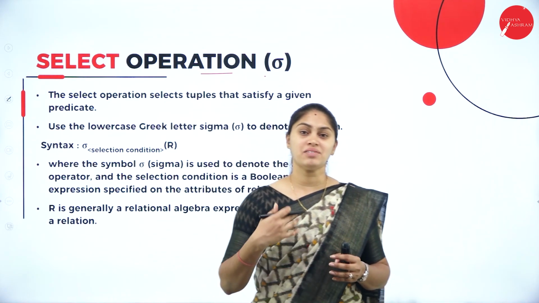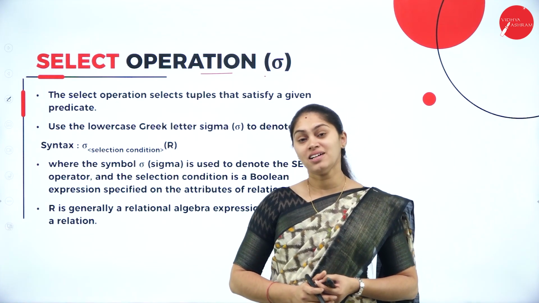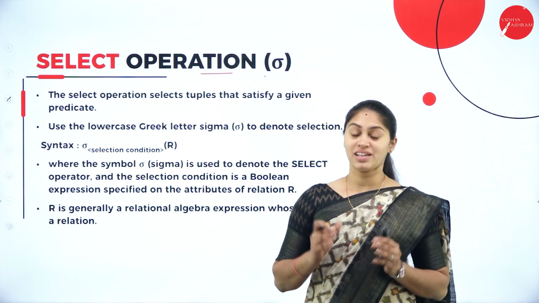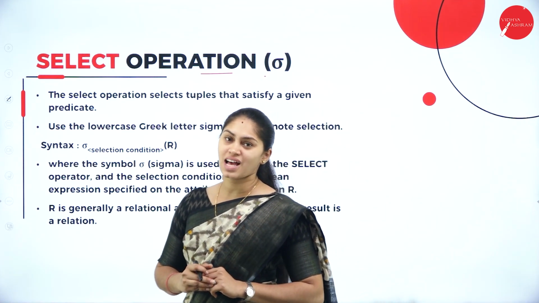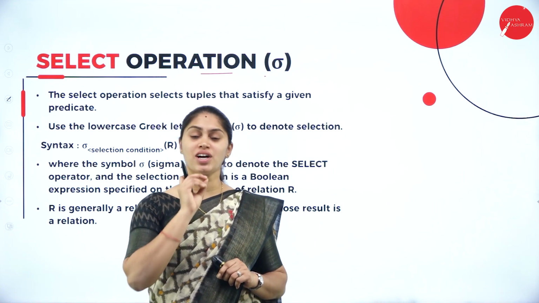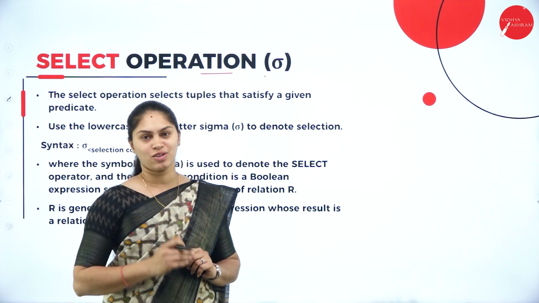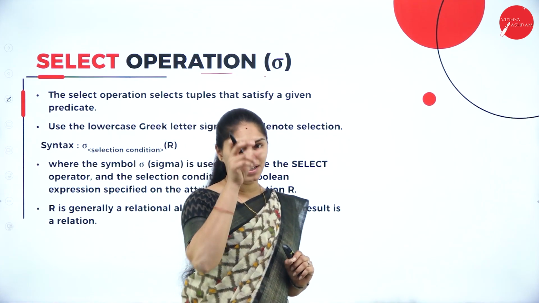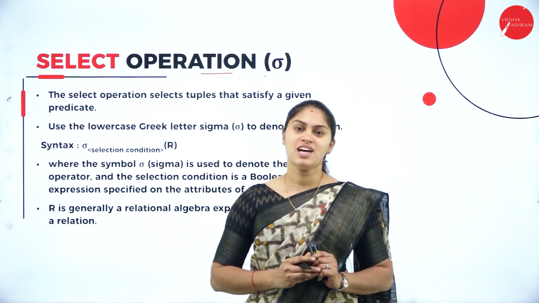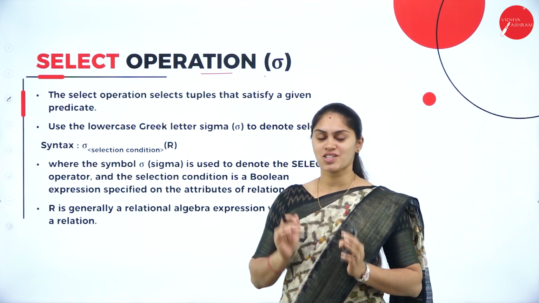Already you know that whenever we are using relational algebra, we are taking a relation as an input. If it is a relation, that is a table. If it is a table, then we have rows and columns. When you want to fetch a particular row, then we use the select operation. Whenever you want to fetch a particular column, then we have to use the project operation, or a projection operation.